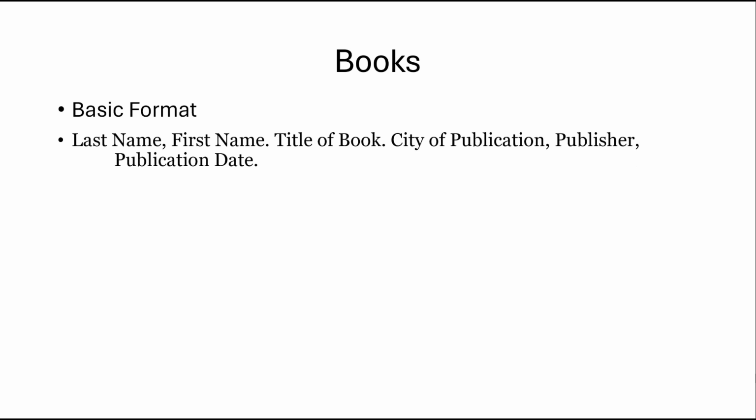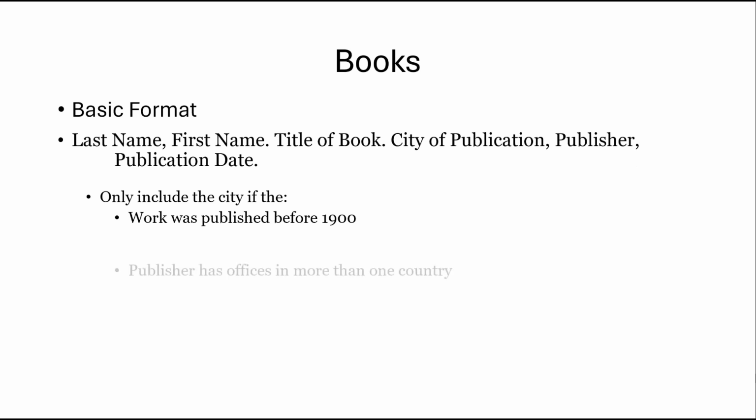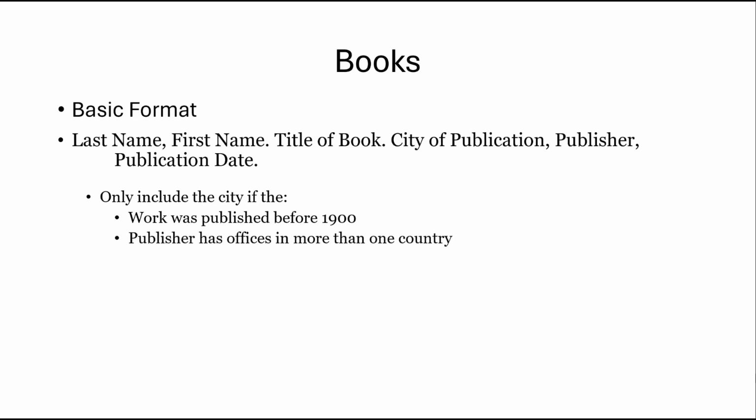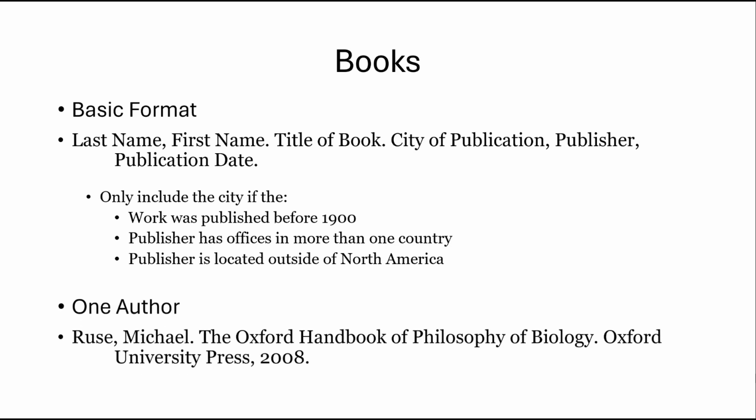But there are some special rules with this. So you're only going to include the city if the work was published before 1900, or if the publisher has offices in more than one country, or if the publisher is located outside of North America. So that's the basic formatting. So getting into more details with the books. So this is what that citation for a book with one author is going to look like.